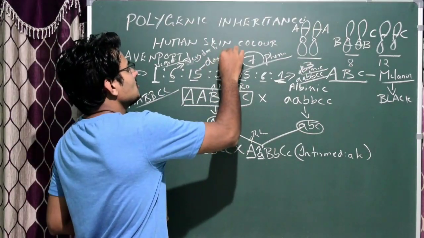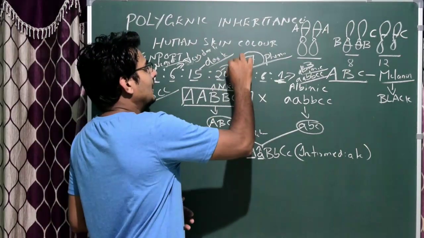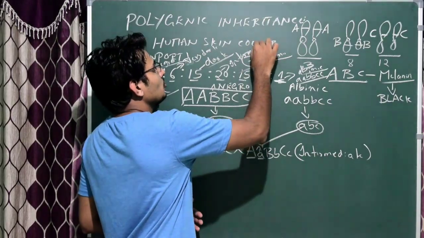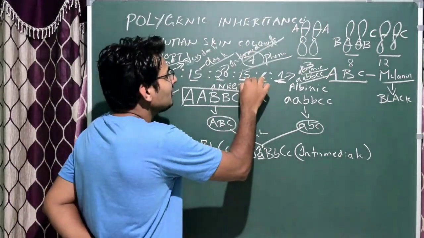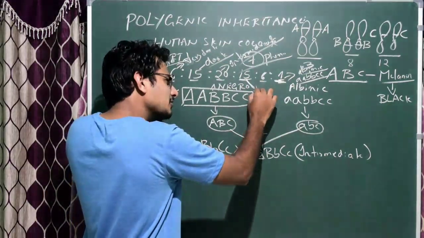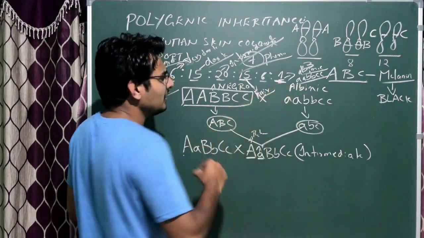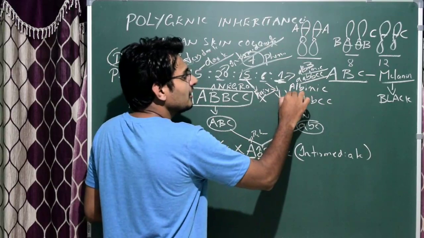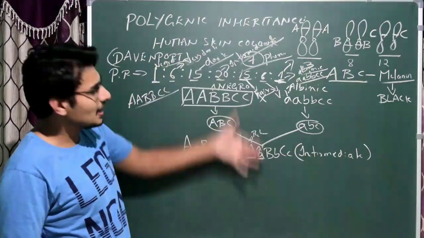This is commonly seen. Whereas 20, obviously we Indians, we are intermediate almost. So 20 are intermediate. Then 15 again is a bit lighter, light, or maybe we just write fair. And in this case very fair, and in this case completely albinic, no melanin is produced. So this is how to remember.